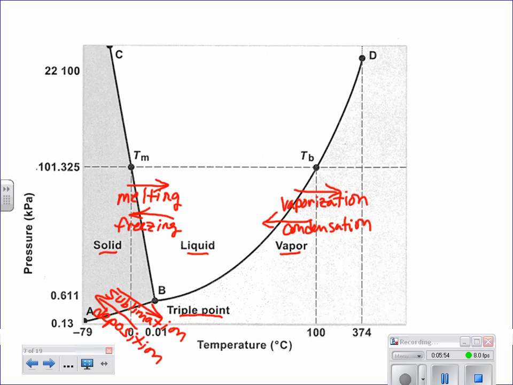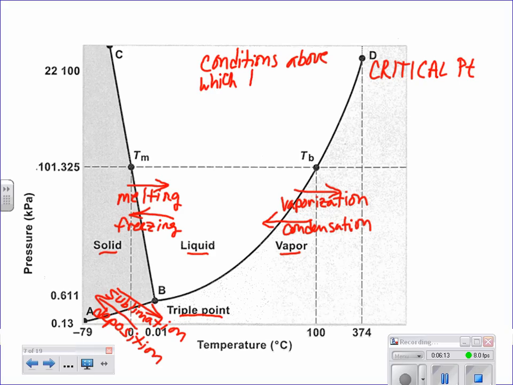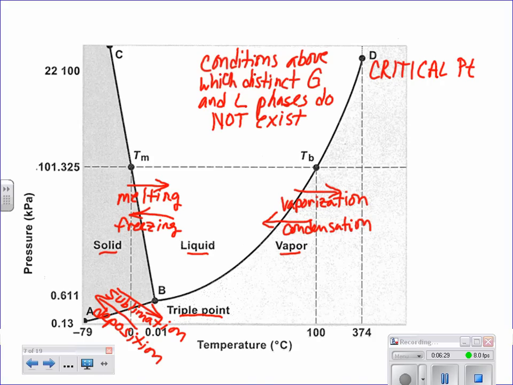Let's go ahead and write down information about this point, which we're going to call the critical point. And you might want to write this down. These are going to be the conditions above which a distinct gas and liquid phases do not exist. Conditions above which distinct gas and liquid phases do not exist.